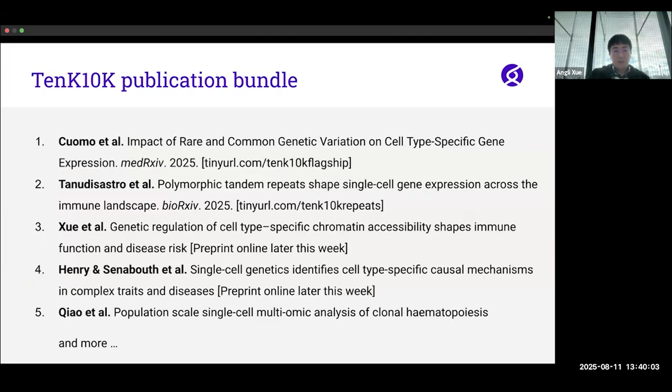So we have a TenK10K publication bundle, and the first 2 papers are already on bioRxiv, and you're welcome to search for them. Our study on the multiome and the causal genes will be posted online this week, and the title will be exactly like this. If you're interested in seeing the full text of this multiome project, you're welcome to search maybe after this Friday. And there are also more TenK10K projects coming.